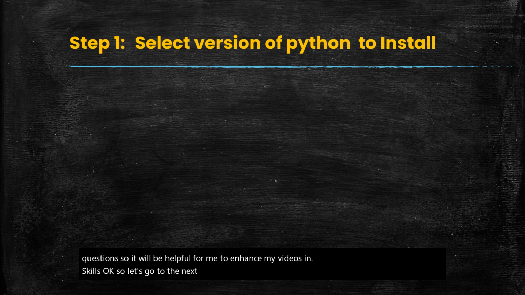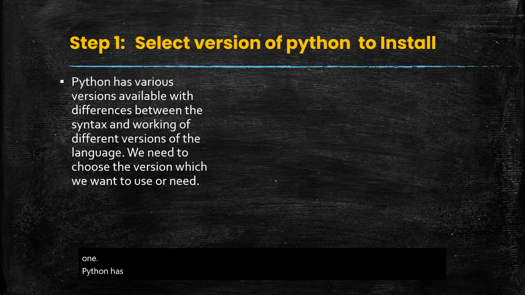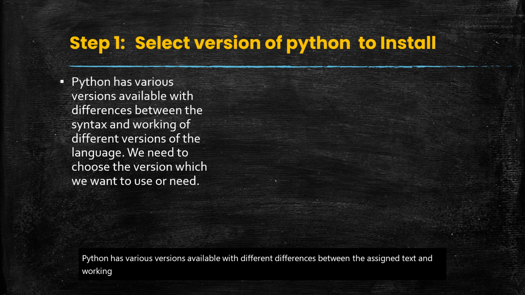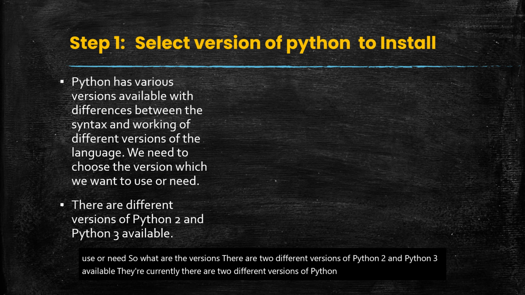Select version of Python to install. The first step is step 1. Python has various versions available with differences between the syntax and working of different versions of the language. We need to choose the version which we want to use or need. So what are the versions? Currently there are two different versions, Python 2 and Python 3, available.